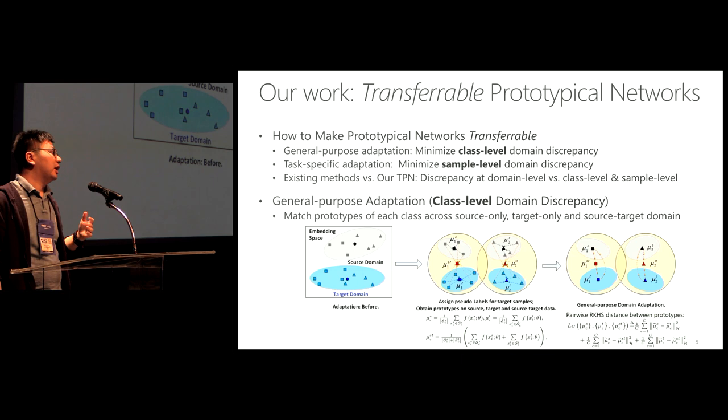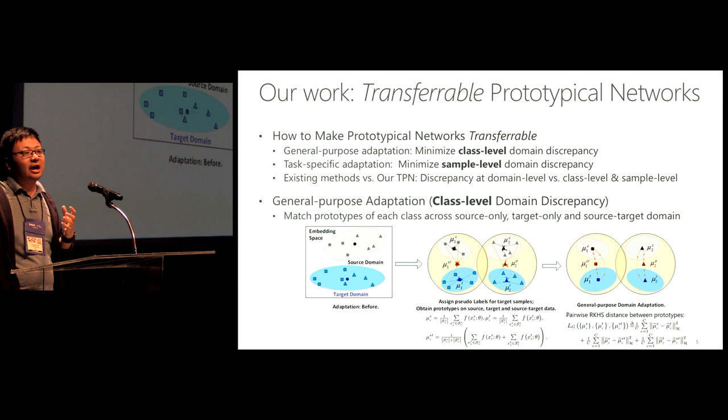However, in the setting of unsupervised domain adaptation, the labels are not given. So we have to utilize a self-labeling method to assign pseudo labels to target samples. And then we could obtain three kinds of prototypes for each domain. And then the class level discrimination is measured as a pairwise distance between the prototypes of each class across different domains.